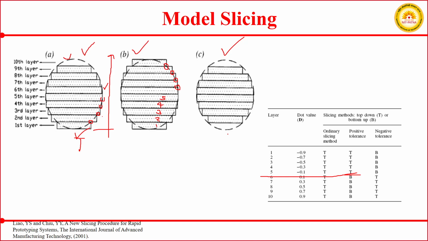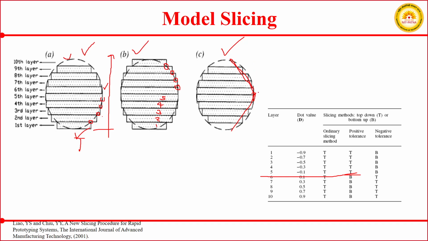Okay, so in this case, because the slope is positive in this particular region, we have to choose bottom up approach. Then beyond layer 5, because this slope is negative in this particular region, what will happen, if you continue with our bottom up approach, it may result into oversize.